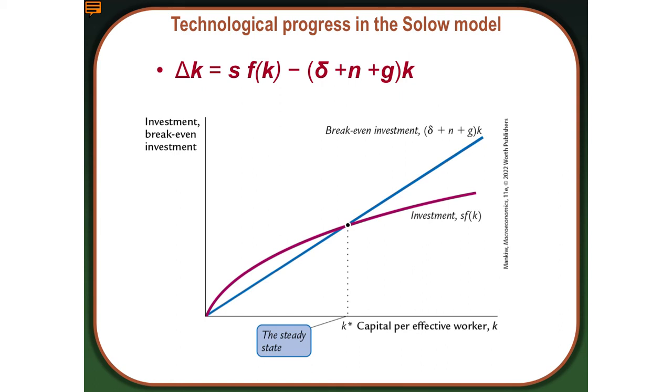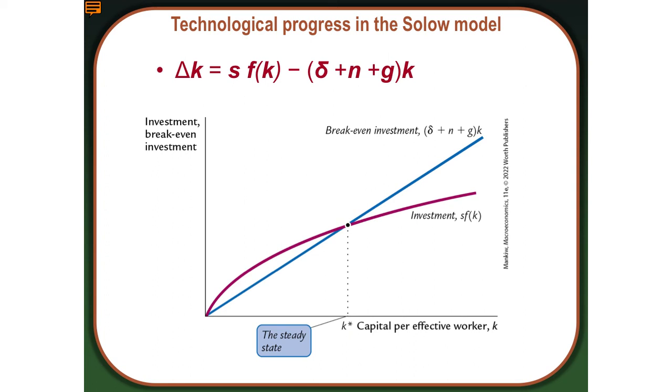Again, try to think about what's going to happen in the diagram here. The only little difference you need to understand, and this is important, is that the x-axis is now capital per effective worker. It's not capital per worker. So what's going to be constant in steady state is capital per effective worker. However, as we're going to see here, even if capital per effective worker is constant in steady state, capital per worker, the actual capital stock, is not constant.